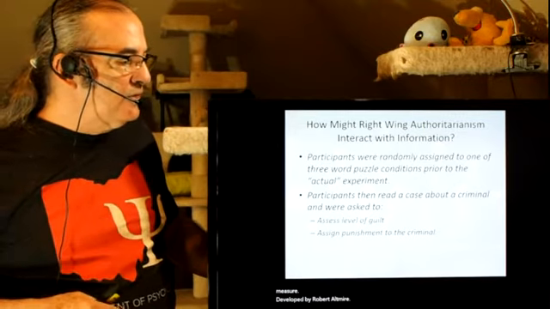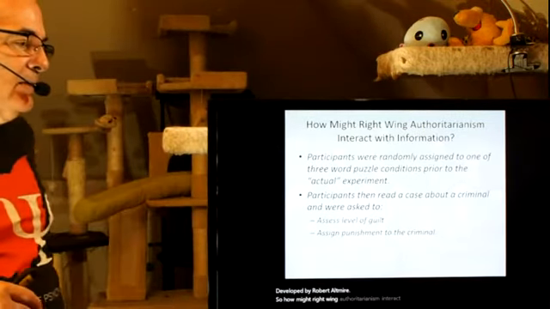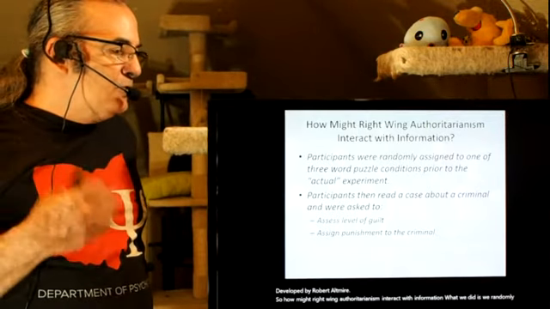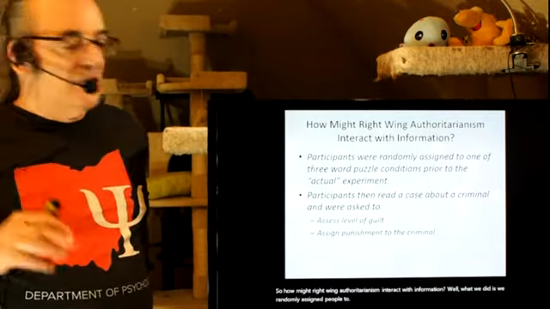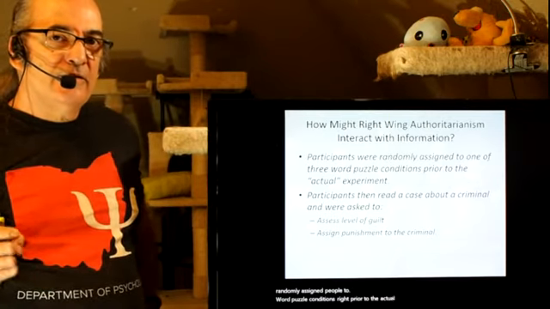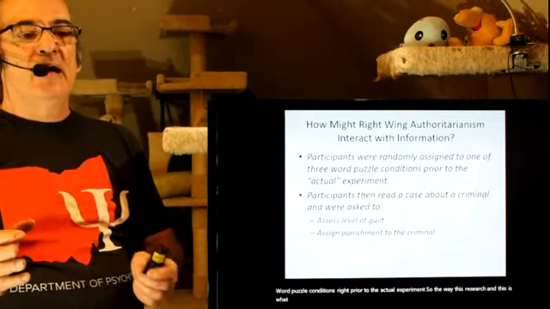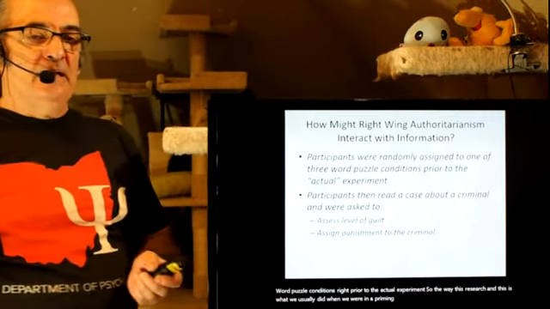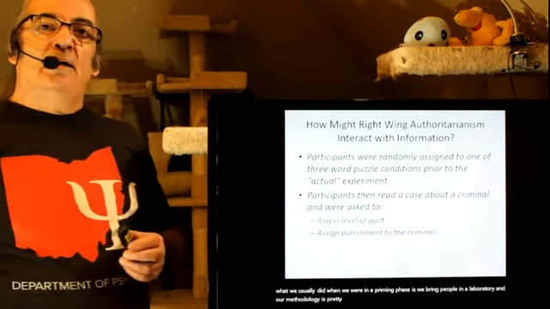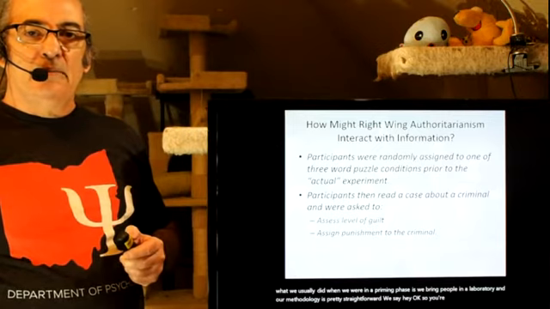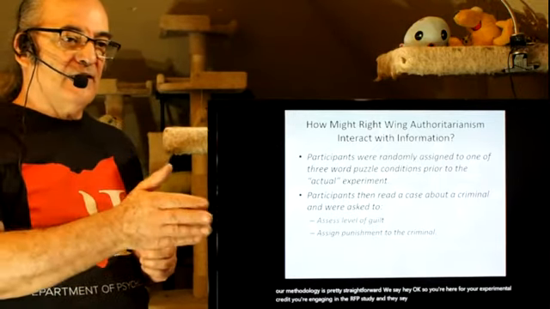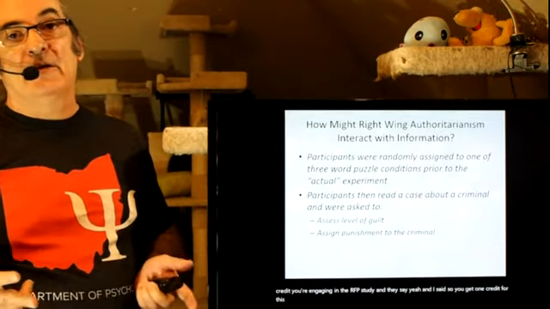So how might right-wing authoritarianism interact with information? Well, what we did is we randomly assigned people to word puzzle conditions prior to the actual experiment. This is what we usually did in a priming phase: we bring people into a laboratory, and our methodology is pretty straightforward. We say, hey, you're here for your experimental credit. You're engaging in the REP study. And they say, yeah. And I say, so you get 1 credit for this experiment. It's a half hour. But here's the deal.